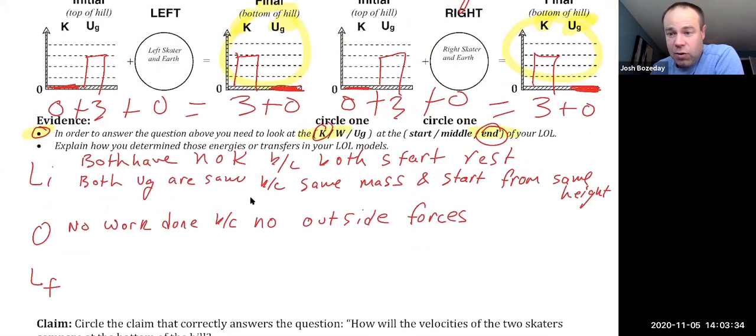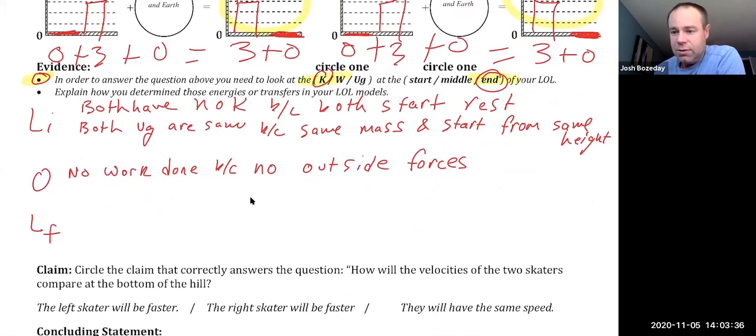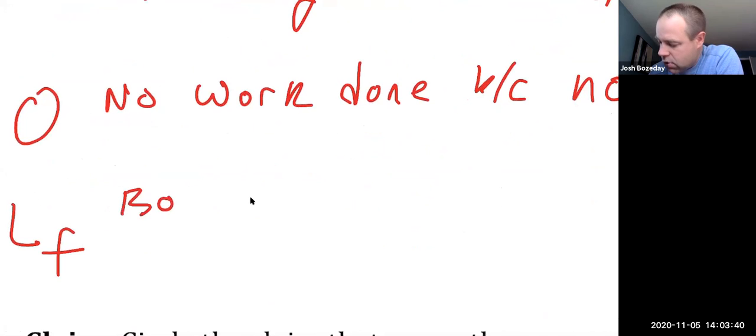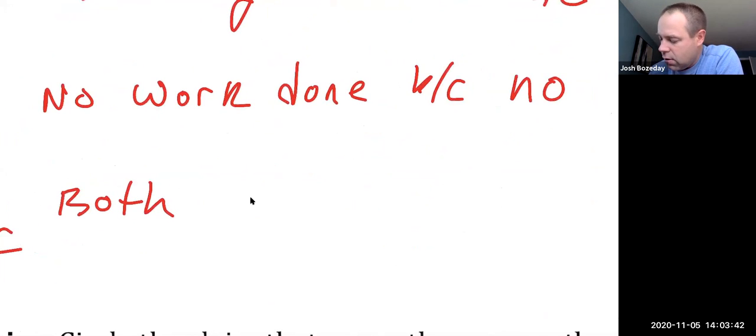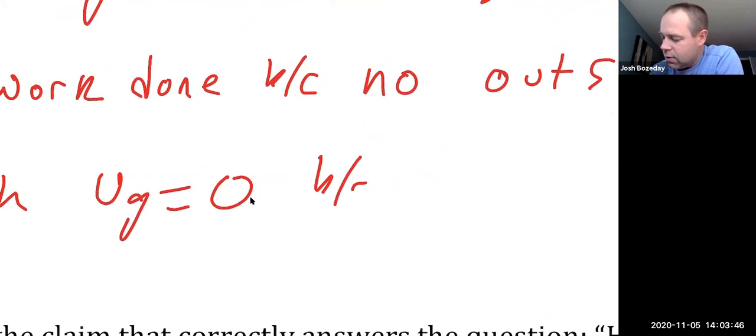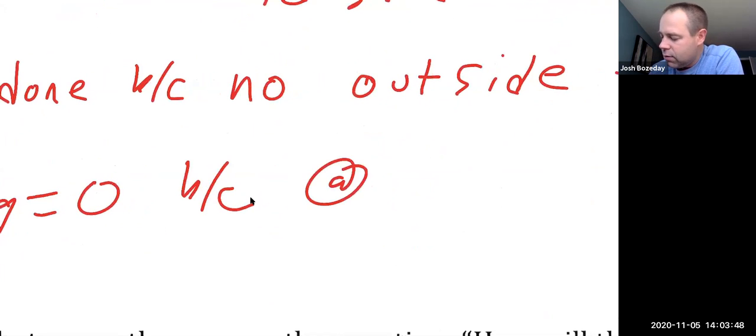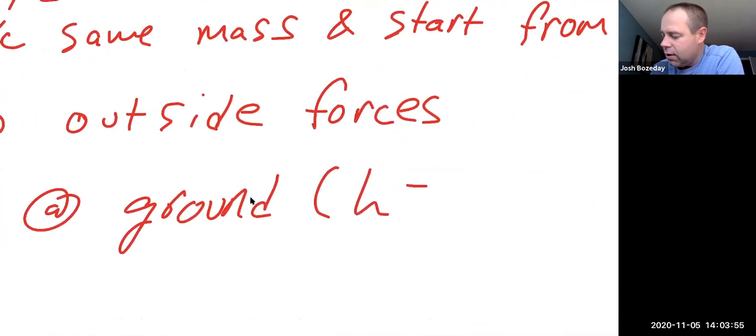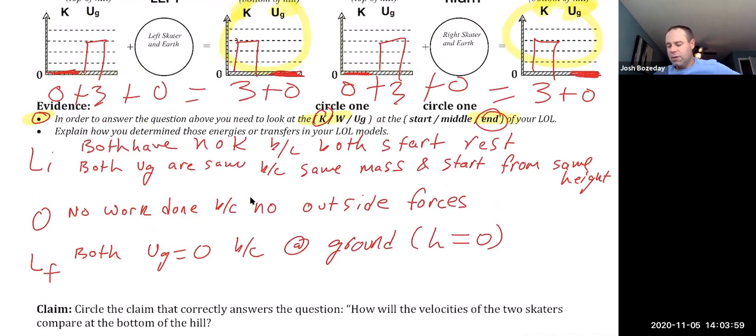they both have no UG because their height is 0. So both UG equals 0 because they're at the ground. And you know what that means is that the height equals 0. So you don't have to say both those things. Either one is fine. You could say both UG are 0 because height is 0. You could say both UG is 0 because they're at the ground.